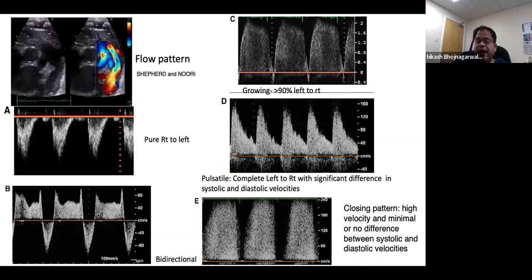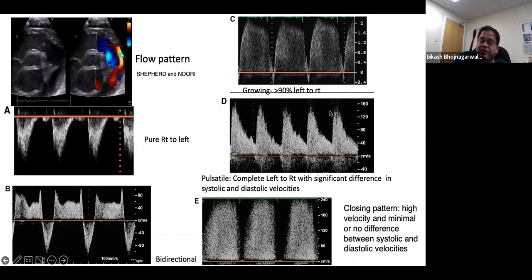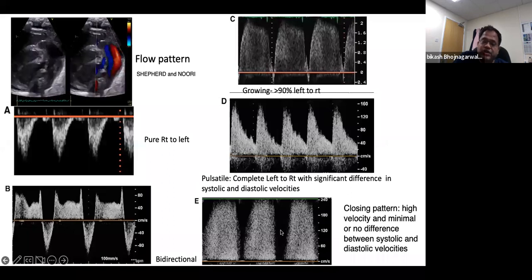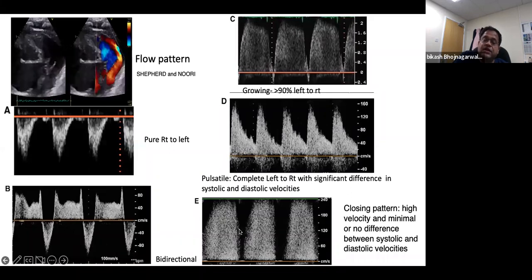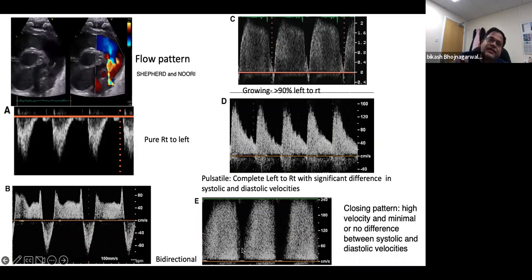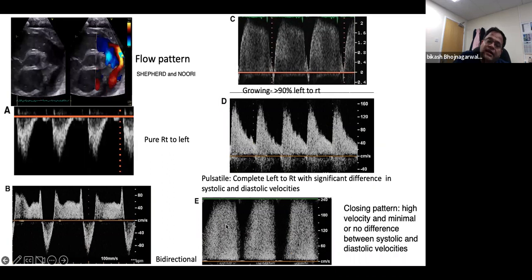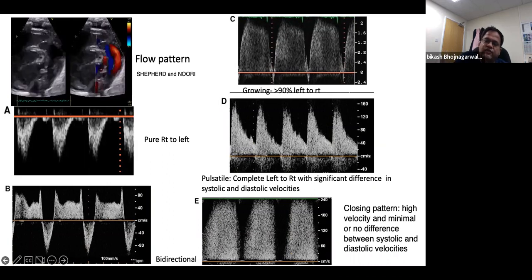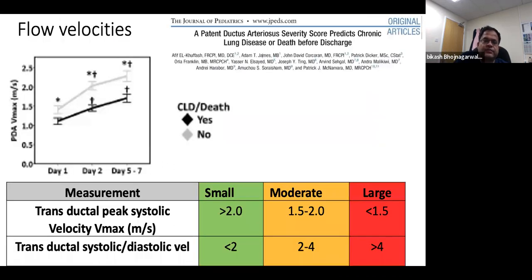And then we have a closing pattern where you have complete left to right flow with minimal difference between systole and diastole. The only thing I want to mention here is that sometimes in this closing pattern, because the diastolic tail is so small and the duct is closing, it might appear like a pulsatile pattern because there's a drop off. Because the duct is small, you don't pick up the diastolic flow. That's what it is.